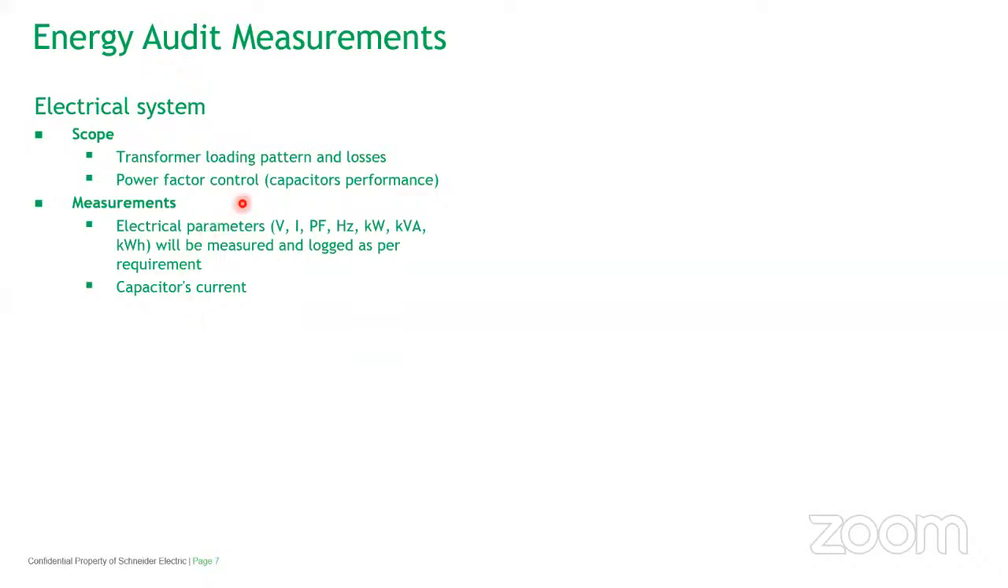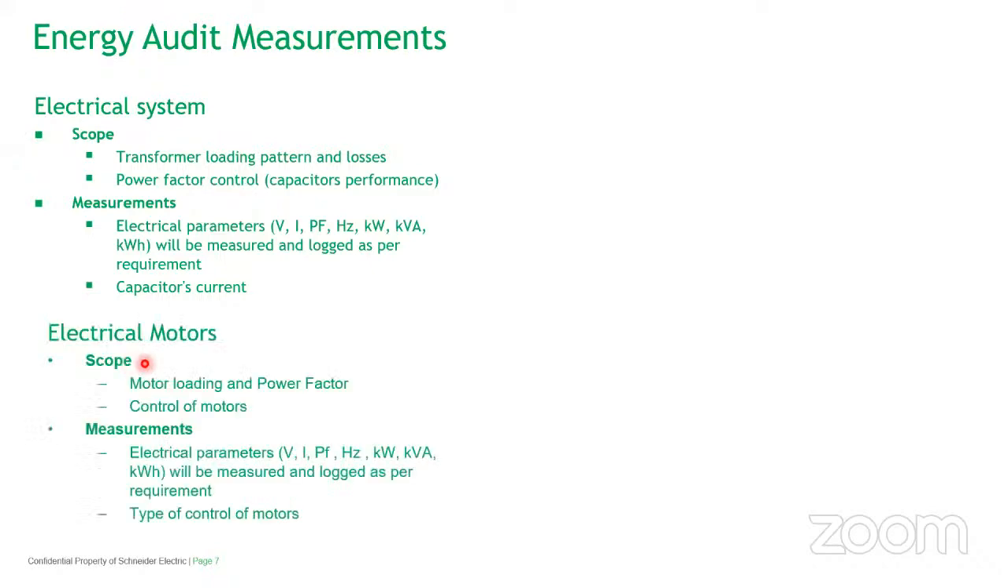Sometimes capacitor banks are used for improving the power factor. We should see how the capacitors are working. Sometimes capacitors can fail, and this can be shown by measuring the current of the capacitors. That way we know the capacitors are working efficiently and the power factors are improving. So these are the various measurements we take to know the performance of the electrical system.